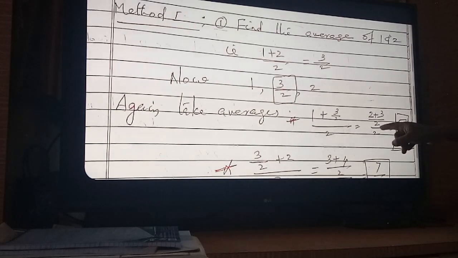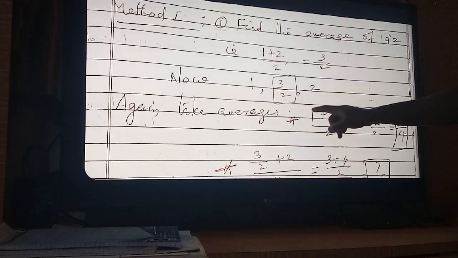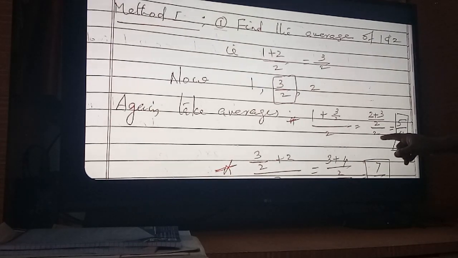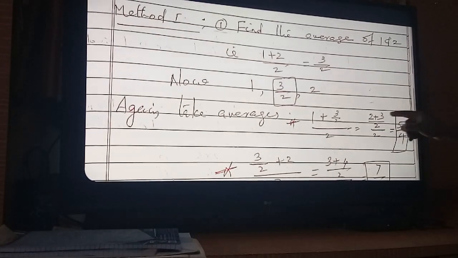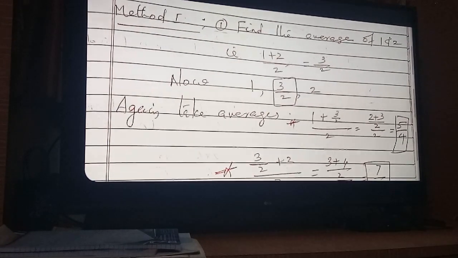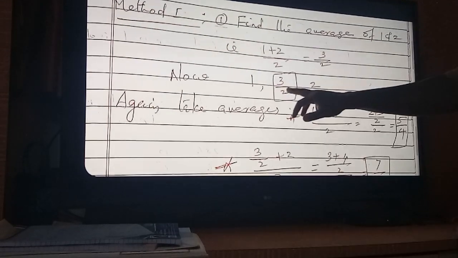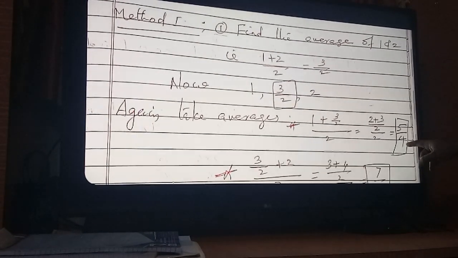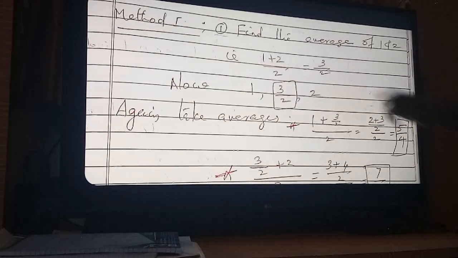Taking the LCM, what will you get? 2 will come in the denominator, 2 into 1, 2 plus 3, that is 5 by 2, all by 2. This 2 alone comes downside, so this 2 will multiply there. So what will come? 5 by 4. So you have taken the average of 1 and 3 by 2, and now you can say 5 by 4 lies between 1 and 3 by 2.